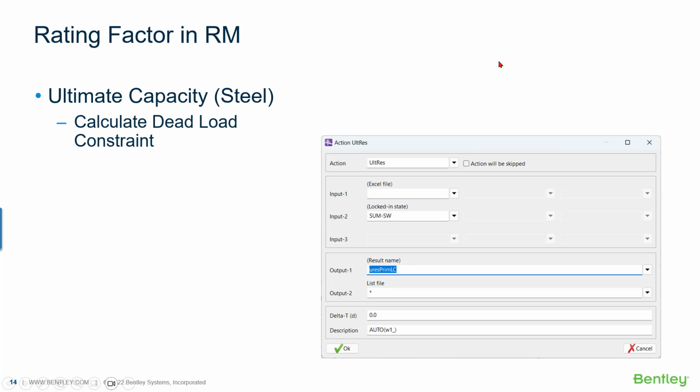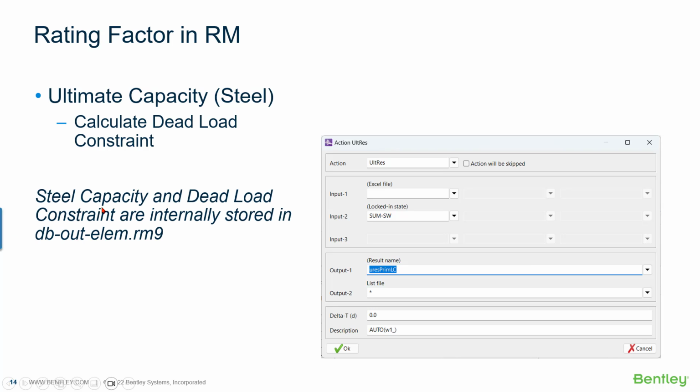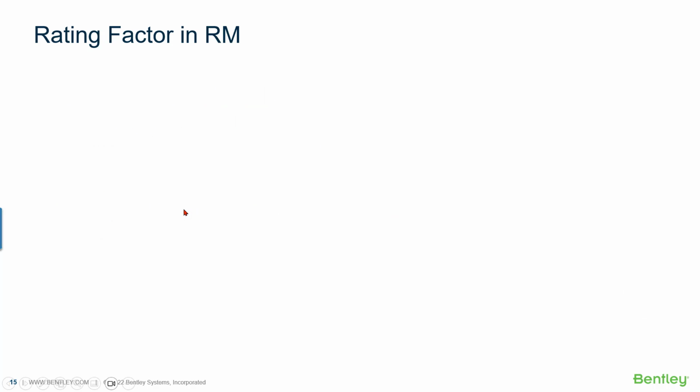Then we can calculate the dead load constraint. So this is quite easy. The only thing is that this action in RM will store in a specific database all these different values. So it will be straightforward afterwards to compute the rating factor. So the steel capacity and the dead load constraints are entirely stored in, and you can see it, dbout.lm.rm9. You cannot review it.